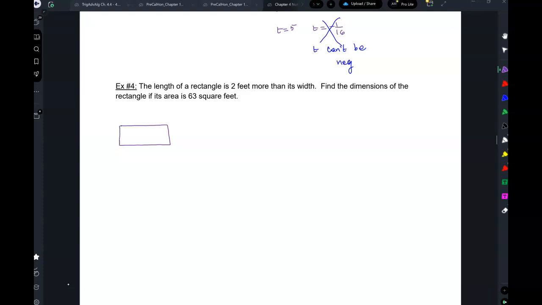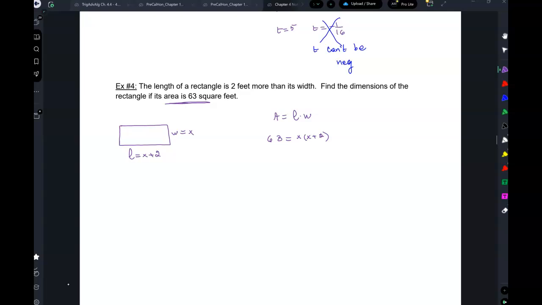The length of the rectangle is 2 feet more than its width. So suppose the width is x. The length is x plus 2. We are told that its area is 63 square feet. Whatever quantity you are given, that's the formula with which you start. So area is length times width, and the area is 63, which is equal to x times x plus 2.